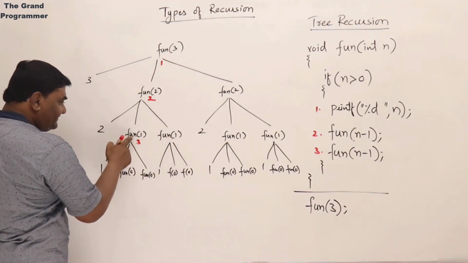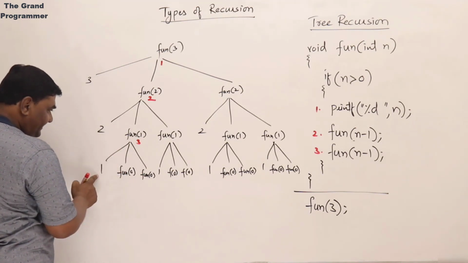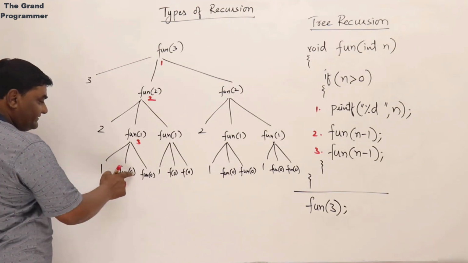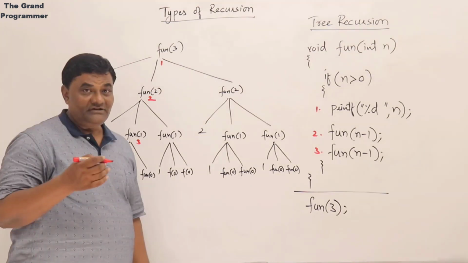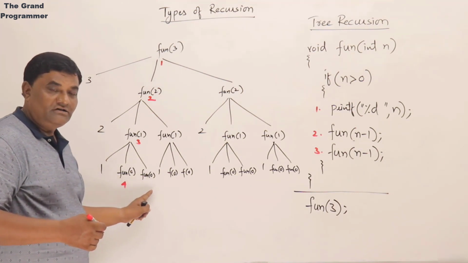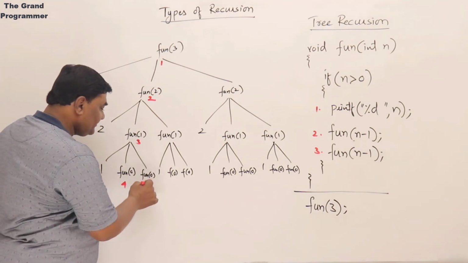Then this one will be done once this has finished. So under this, printing. Then this call, fourth call. Now this is fun with value 0. This will terminate. Then it will go to this call. So this is fifth one, fifth call.